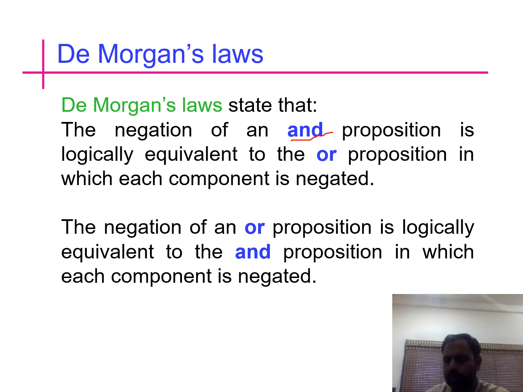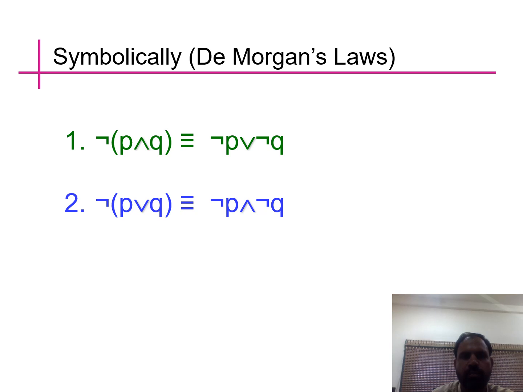The negation of an or proposition is logically equivalent to the and proposition in which each component is negated. These are the statements of De Morgan's laws.